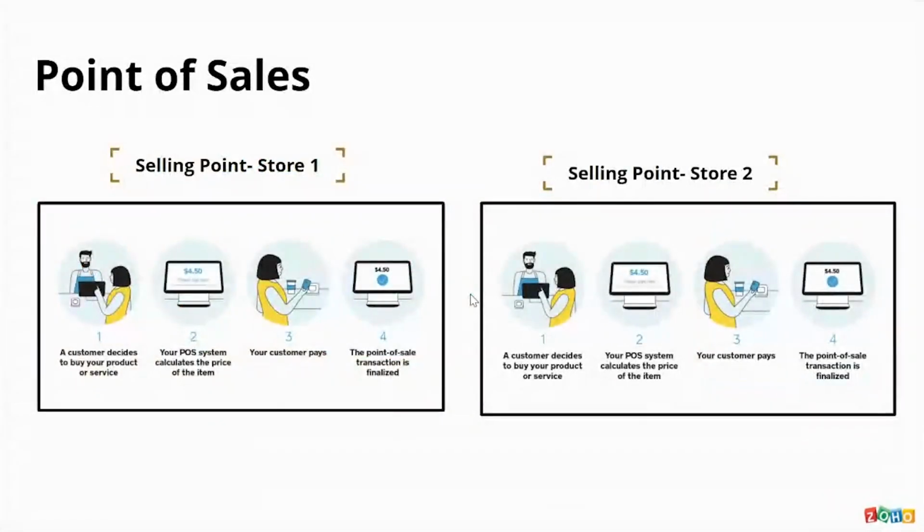Within the point of sales, since we've taken store 1 and store 2 as selling points, generally what happens is a customer comes in to get the product. He chooses the product, and the POS system will evaluate the price for the product, and the customer pays for it, and we do the billing, right? So with this live demonstration, we've explained how the sales transaction happens from the selling point, and also how the cashier or salesperson raises an internal purchase request if the product goes out of stock. So these two scenarios are being handled.